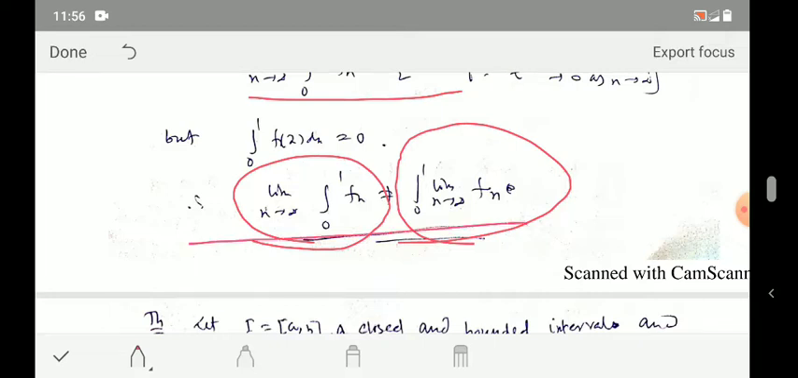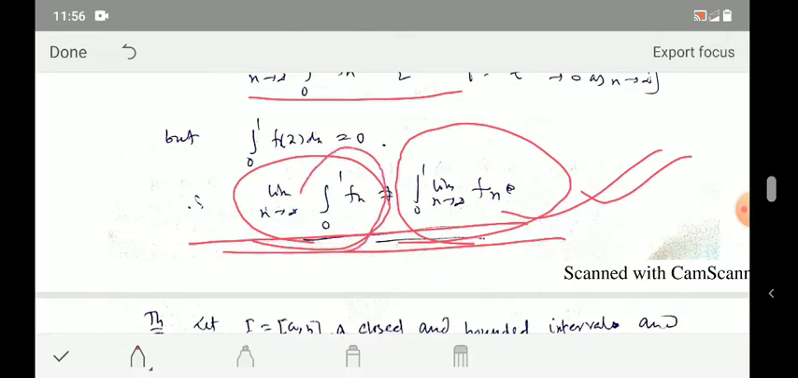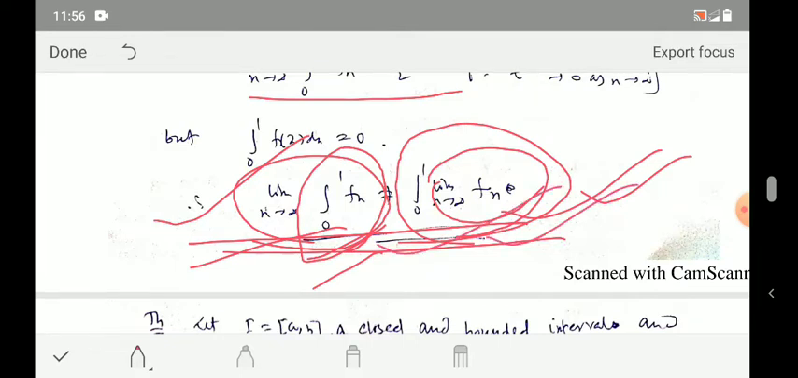If this equality occurs, then this property is known as term by term integration. It is called term by term integration since first we take the integration of all the terms of this sequence of functions, then we take the limit on the left side, and on the right side we take the limit of fn first and then integration. If equality occurs, then we say that term by term integration is possible. But in this example we see that if fn converges to f only pointwise, then term by term integration may not be possible.